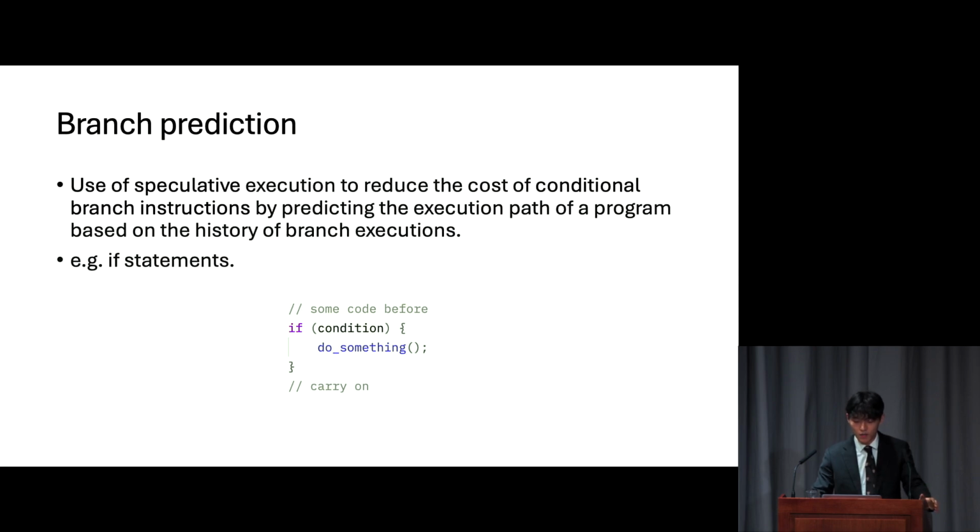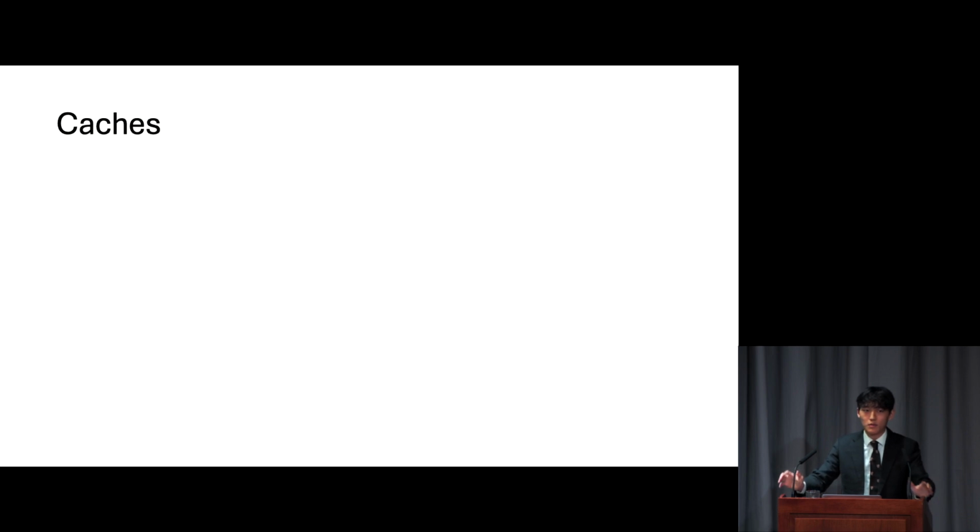If statements, we know, look like this. There's some code before, there's an if condition, and then you do something, or you carry on. And if the processor were to reach this line and see it doesn't know whether the condition is true or false, it might think, okay, the last 100 times I did this, I did do something. So I'll do something now and see later on if the condition was met or not, and then either carry on or revert back and carry on. Okay. So that was branch prediction. Okay, leave that aside for a sec.